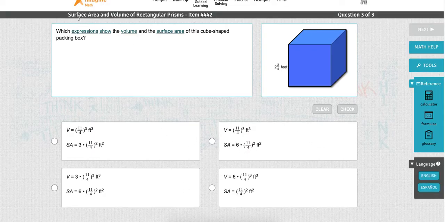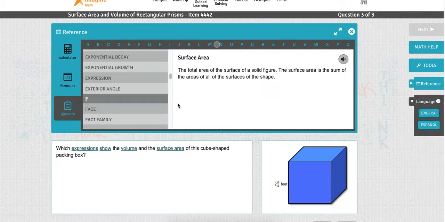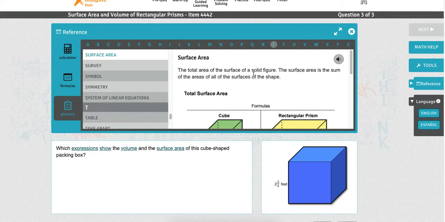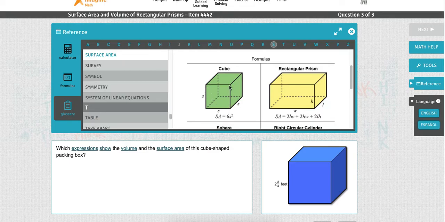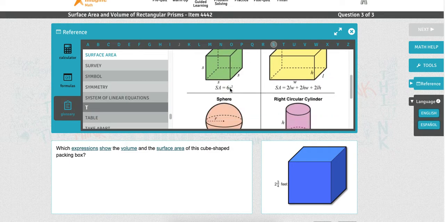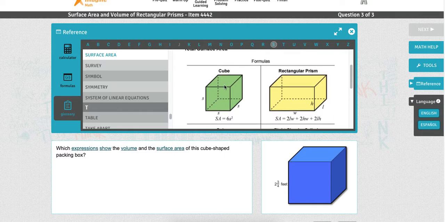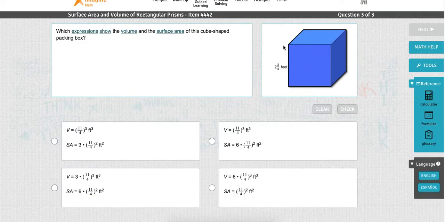And if I'm looking for surface area, remember that surface area is the total area of the surface of the solid figure. So the surface area is the sum of the area of all the surfaces. So I'm looking for the sides. How much area does each side have? Okay, so looking at my cube, I have 1 side, 2 sides, 3 sides, and you've got to remember that you also have the bottom, the side that's next to this side, and the back. So that gives us a total of 6 sides.